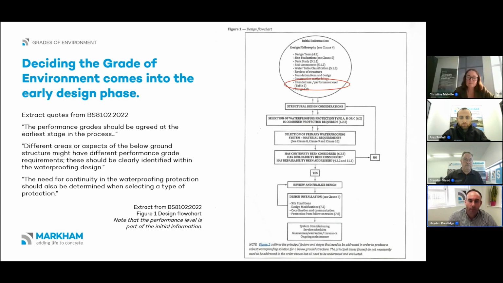But the point you make, I think, is fantastic on deciding as a whole team, all heads together, that performance level, have that almost documented, signed, sealed, and then that transfers through all your documentation from there out. Yep, we're designing a 1B basement or a grade 2 basement, whatever it is.